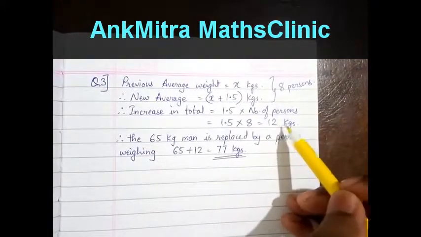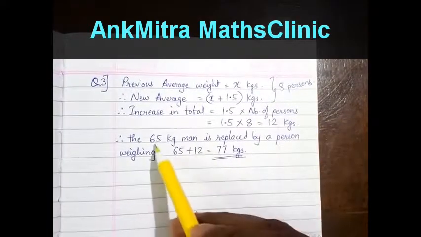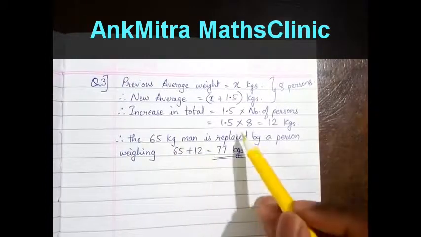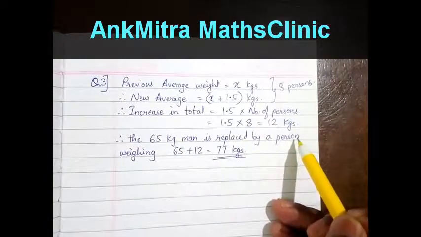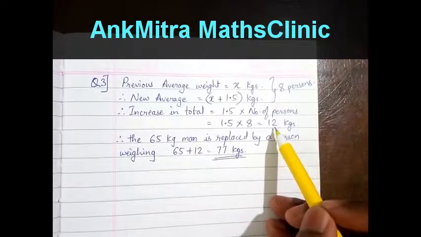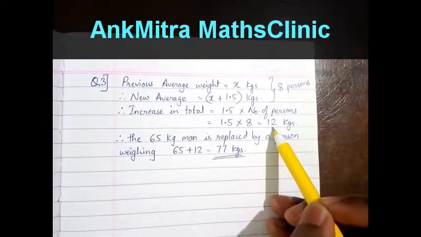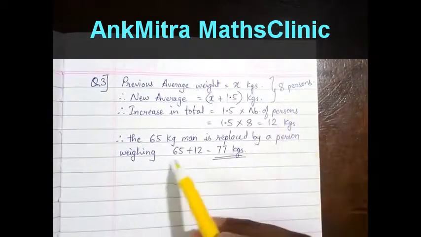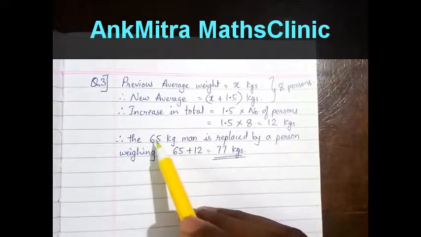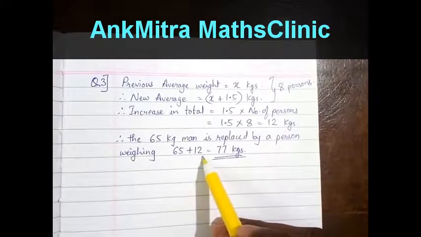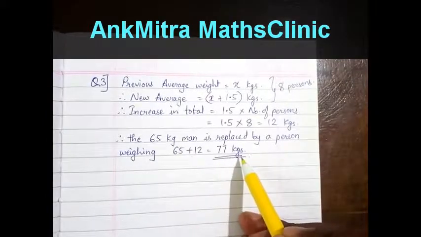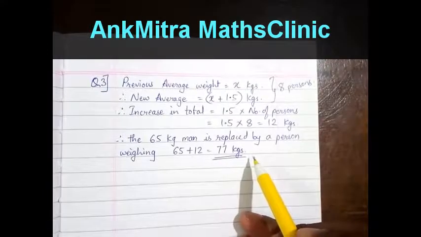Now this increase has happened because one person weighing 65 kgs was replaced by a new person. So this new person has brought in this extra 12 kgs with him. Therefore his weight will be the 65 kgs plus 12 kgs, that is 77 kgs. This is our required answer.